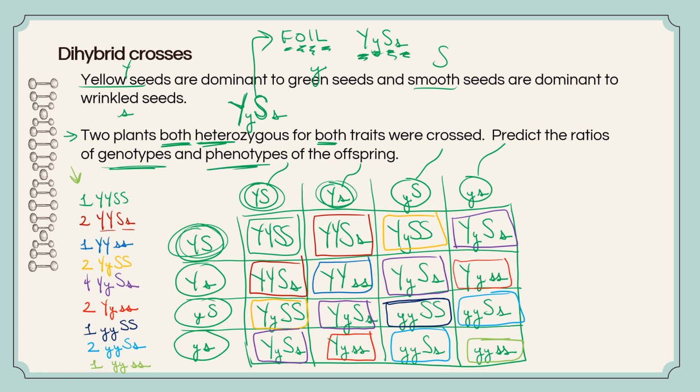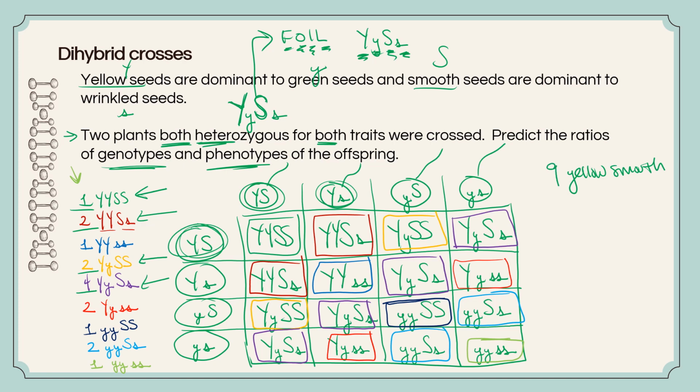This is not quite as big a list. So phenotypes, we're going to look at the two dominant phenotypes for each trait first. So I'm looking for how many are going to be yellow and smooth seeds. So these will be yellow and smooth, and these will be yellow and smooth, and these will be yellow and smooth, and also these will be yellow and smooth. So 1 plus 2 is 3, plus 2 is 5, plus 4 is 9. 9 total yellow and smooth seeded plants.